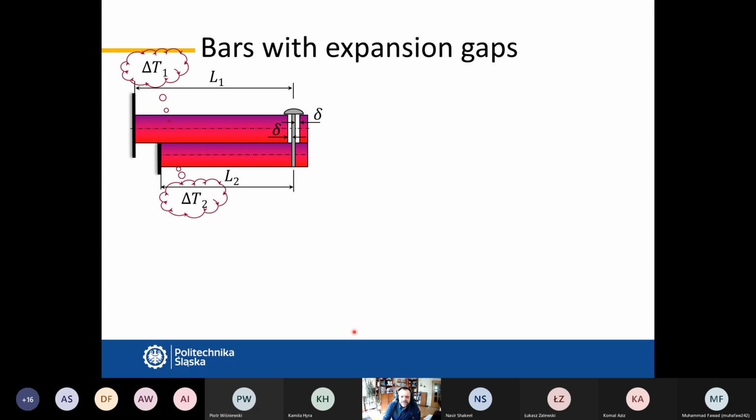Have we mentioned the bars with expansion gaps, or not really? Yeah, you were talking about it. Okay, so only a brief revision.